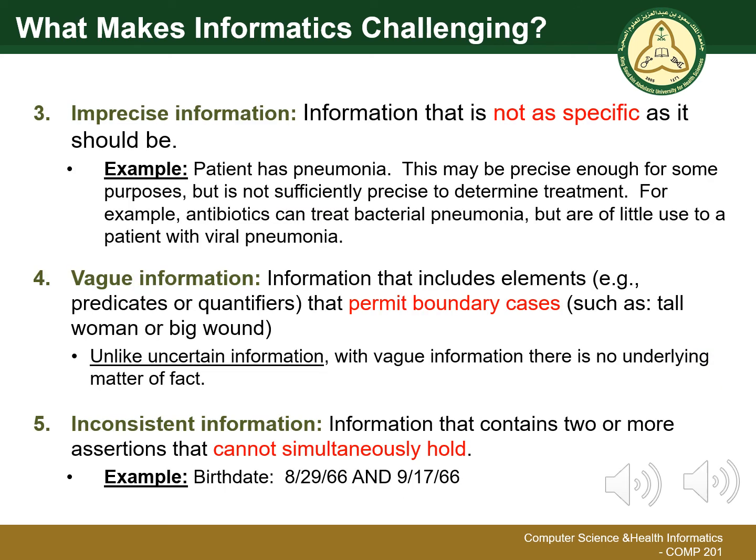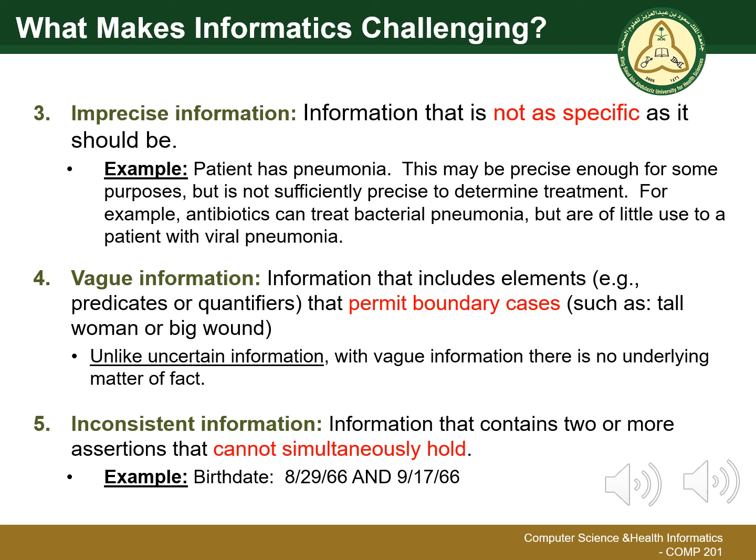Third, imprecise information, which is information that is not as specific as it should be. For example, if I have a patient and this patient has pneumonia, is this information enough for me to determine the treatment? Of course not. For example, antibiotics can treat bacterial pneumonia, but they don't treat a patient with viral pneumonia.